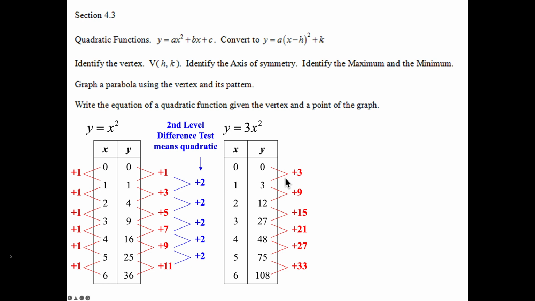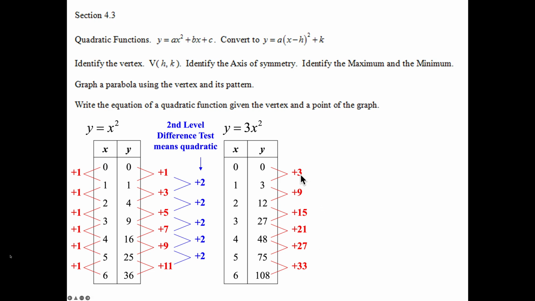0 to 3 increased by 3. 3 to 12 increased by 9. 12 to 27 increased by 15. 27 to 48 increased by 21. 48 to 75 increased by 27. 75 to 108 increased by 33. That's not 1, 3, 5, 7, 9, 11. You lied. No, I didn't.